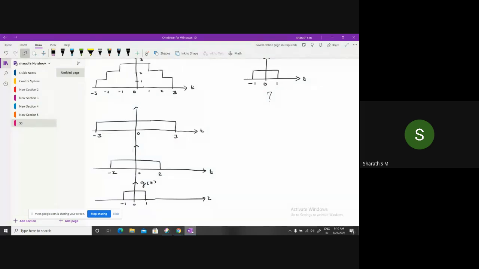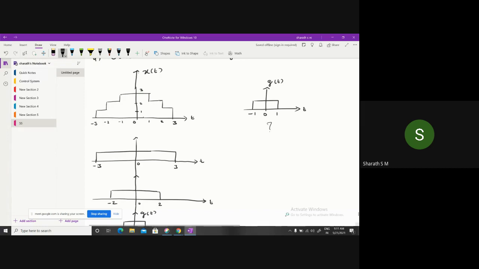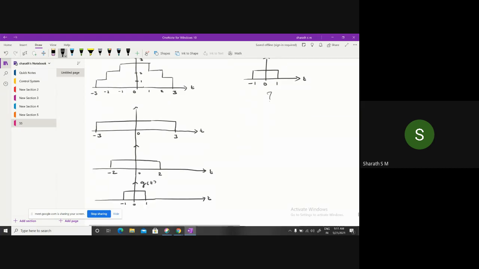So here we need to construct the signal x of t from g of t. So look at this g of t. Here the signal ranges from -1 to +1, but for x of t, the signal ranges from -3 to +3. So here it is a staircase signal. This whole signal x of t we can write down in three parts. Just look from -3 to +3, then -2 to +2, and then -1 to +1. Once we perform the addition of these three signals, we can get back the signal x of t.